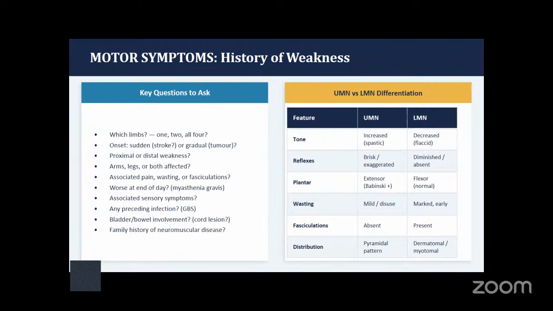For the weakness, when did it start? Was it sudden onset, for instance, in cases of stroke, or gradual weakness? So the patient tells you that I couldn't move my fingers, then slowly I could flex my wrist, then elbow, and now I cannot move my hand completely. And then what limbs are affected? So do you have one leg, one arm, or both arms being affected and the legs being spared?